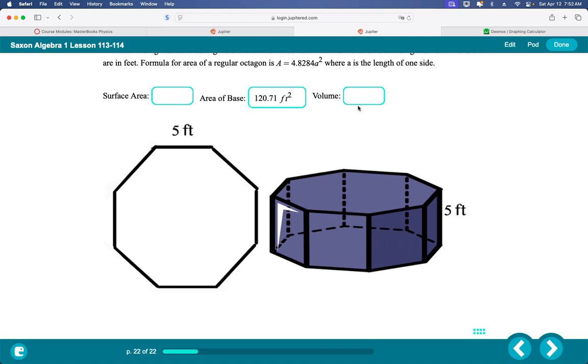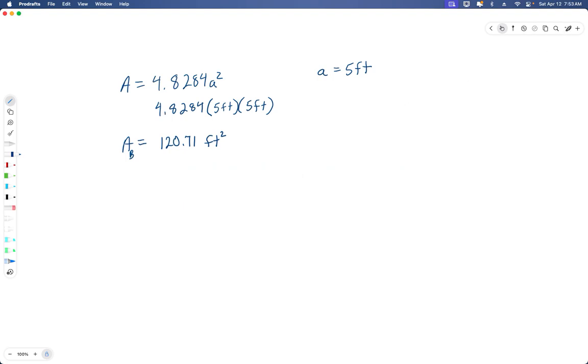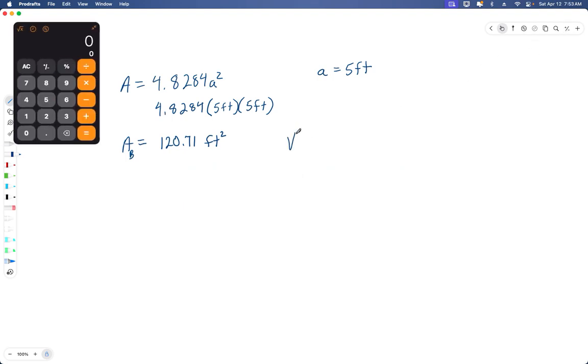Well, volume is easy, right? Volume is just area of the base times the height. It tells us the height is 5 foot. So all I have to do is multiply that by 5 to get the volume. So let's do that. For volume, that's equal to area of the base times the height. Well, the area of the base is 120.71 feet squared, and the height is 5 feet.